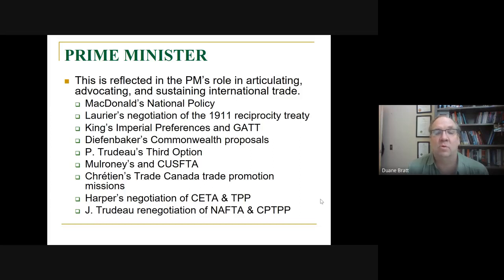I've already talked about Mulroney and the US trade agreement. When Jean Chrétien and the Liberals came to power, his idea was trade promotion outside of the United States. And so he would gather business leaders and premiers and go to India or go to Germany or go to China. Stephen Harper's government negotiated the CETA agreement with the European Union and the initial negotiation of the Trans-Pacific Partnership. Justin Trudeau was involved in the renegotiation of NAFTA, as well as the renegotiation of the TPP, which eventually became the Comprehensive and Progressive Trans-Pacific Partnership.